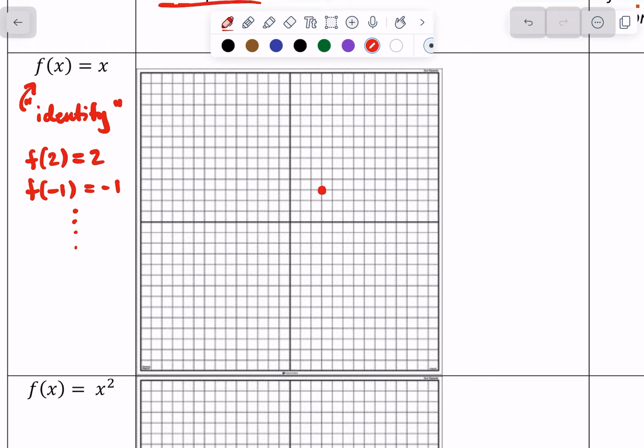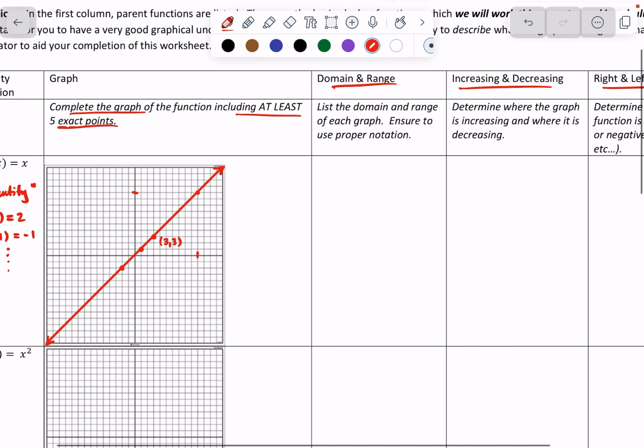So let me put a few examples. Plug in 3, you get 3. Plug in 10, and you get 10, right? Plug in 1, you get 1. -2, you get -2. So hopefully y'all can see, it just looks like this. You want to put arrows at the ends to show that the graph goes on forever, right? So that's our graph.